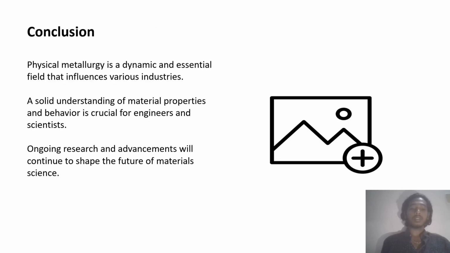Next, we move on to the conclusion of physical metallurgy. Physical metallurgy is a dynamic and essential field that influences various industries. A solid understanding of material properties and behavior is crucial for engineers and scientists. Ongoing research and advancement will continue to shape the future of material science.